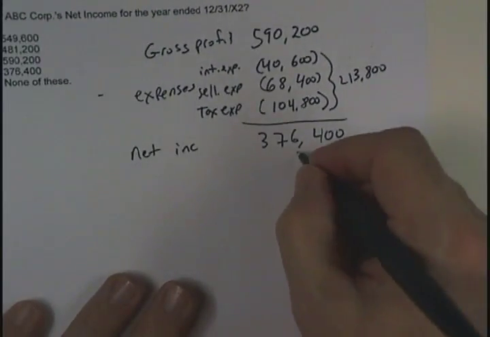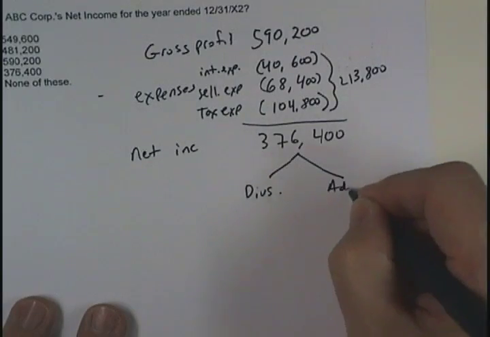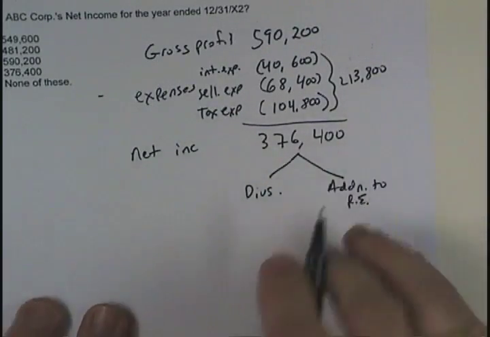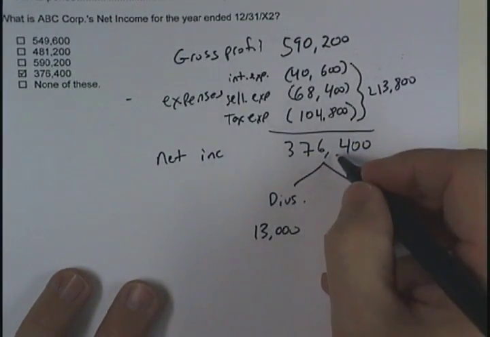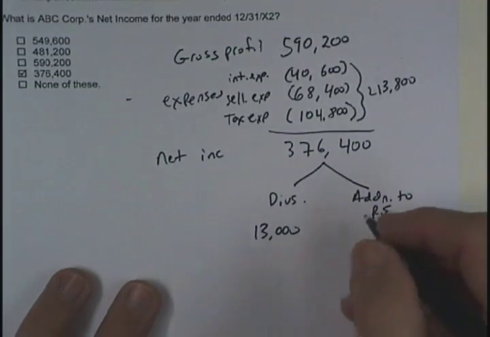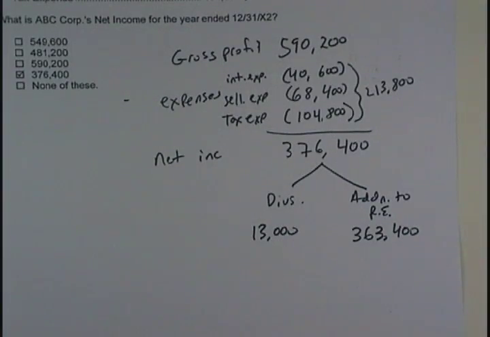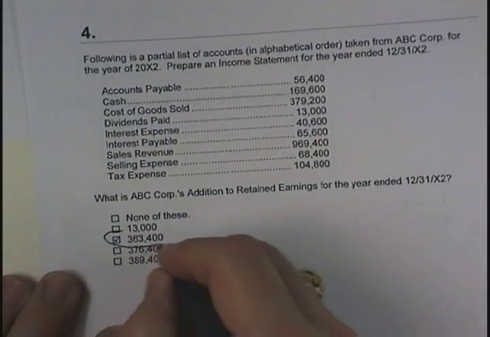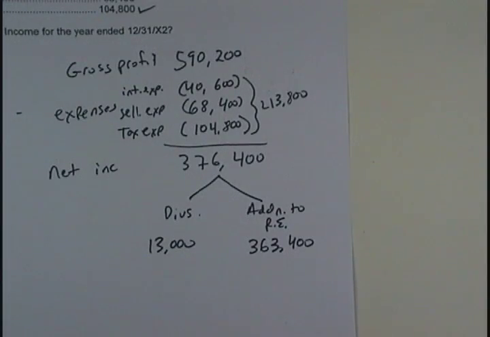And the next question wants to know what the addition to retained earnings was. Well, the dividends paid are $13,000, so all of the $376,400 not paid as dividends must have been an addition to retained earnings. So $363,400 is our addition to retained earnings. Again, that's all the net income not paid out in dividends, $363,400. So we've taken the net income and divided that up into the dividends and the addition to retained earnings.